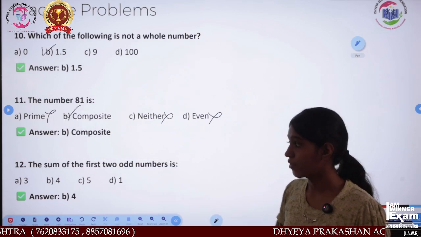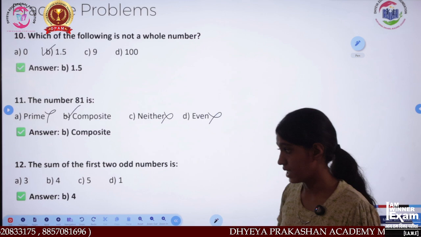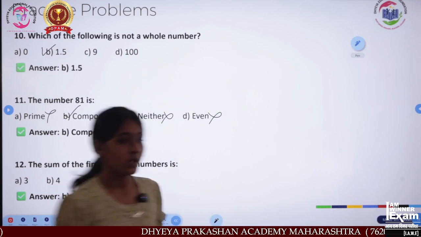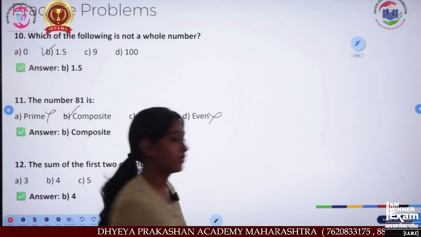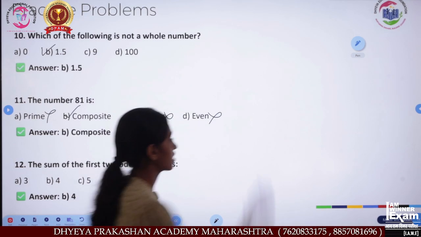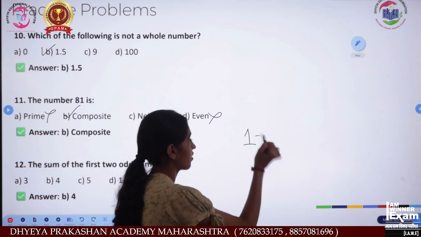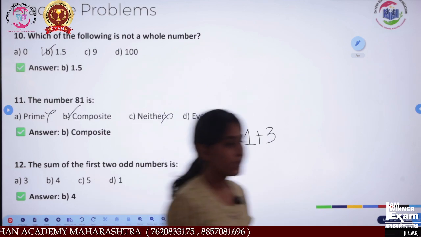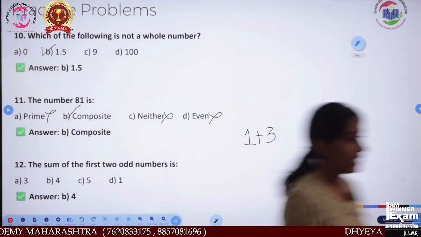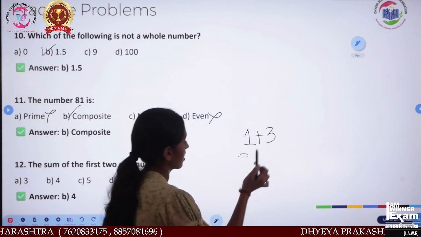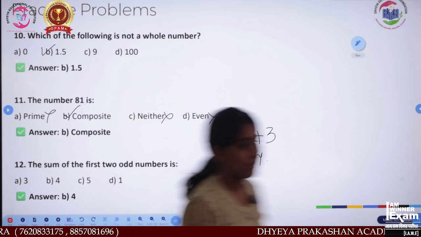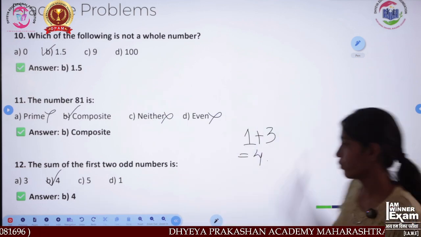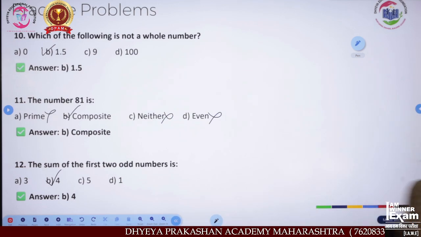The sum of the first 2 odd numbers. The number system starts from 1. Let's take 1 as an odd number. After 1, 3 is the next odd number. The first 2 odd numbers are 1 and 3. Addition of 1 and 3 is 4. Then which is the correct option? B. Our addition comes to 4, so B is the correct option.